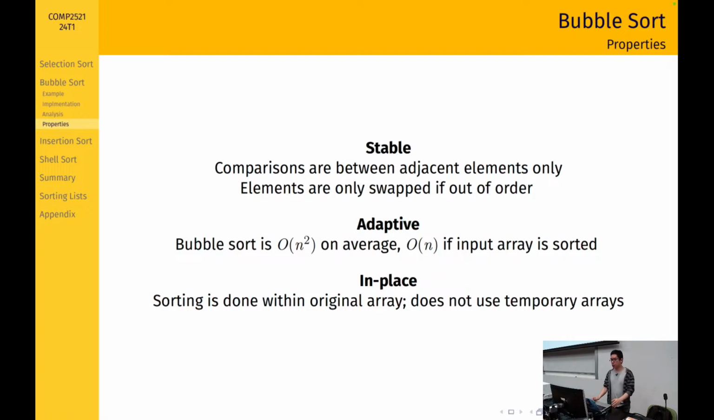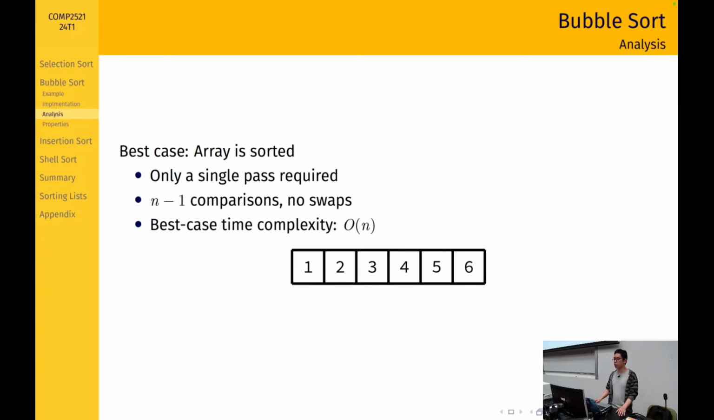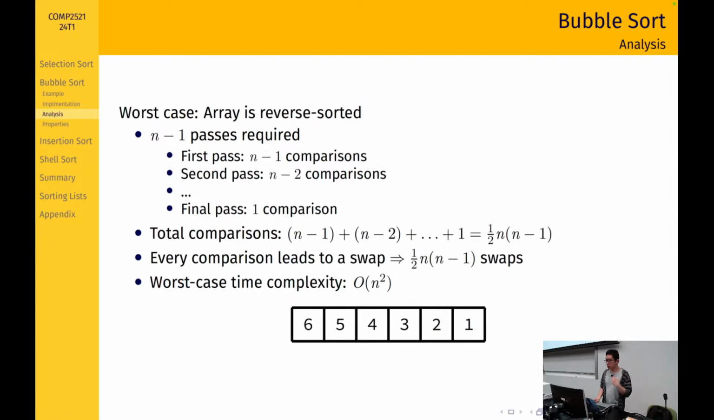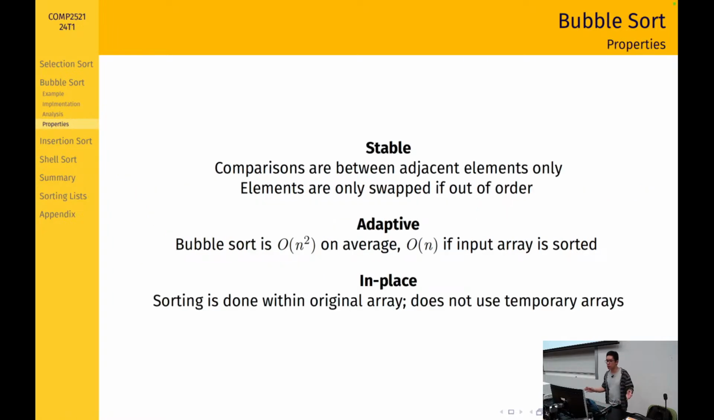How about adaptability? In our time complexity analysis earlier, we saw that if the array is sorted, the time complexity is O(n). If the array is reverse sorted or sorted randomly, then bubble sort takes O(n²) time. And this tells us that bubble sort is adaptive.